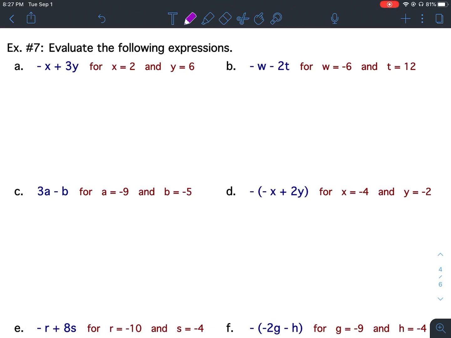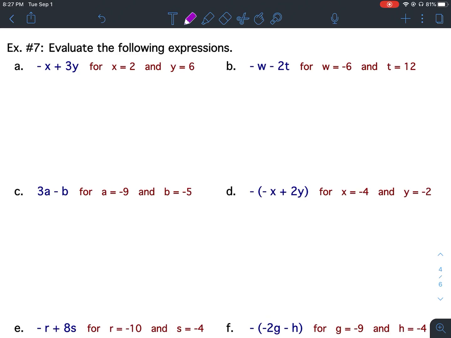Evaluating expressions, Lesson B notes example number 7. We're going to evaluate the following expressions. This problem is extremely similar to 3 and 4. It's just a little bit more difficult because there's a lot more negatives involved. Now I want you to look at example A.